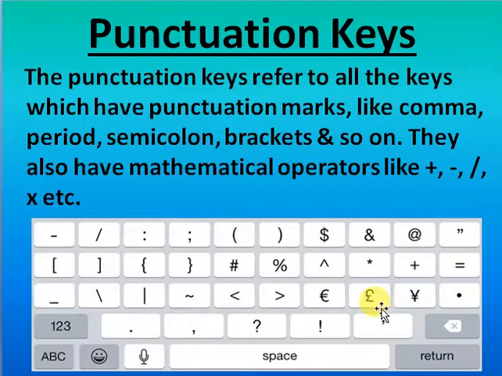Another one is punctuation keys. The punctuation keys refer to all the keys which have punctuation marks like comma, period, semicolon, brackets, and so on. They also have mathematical operators like plus, minus, slash, multiplication, etc. You can see this in this image. All the punctuation keys are visible in front of you.